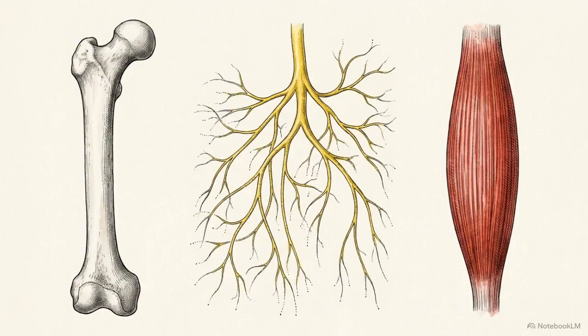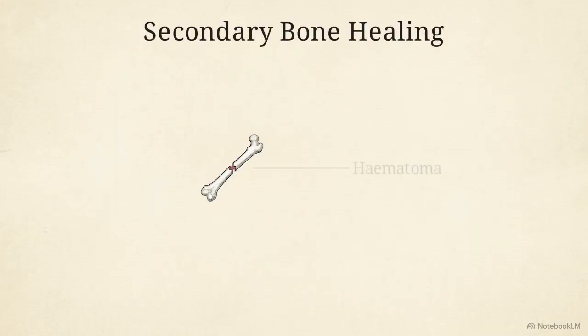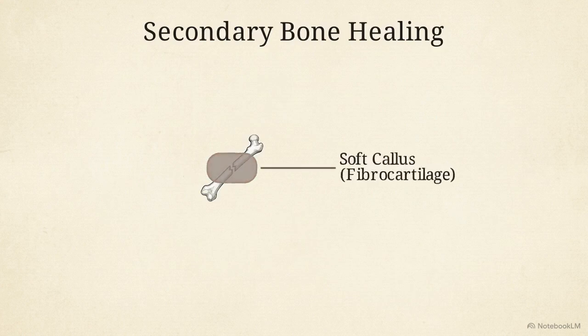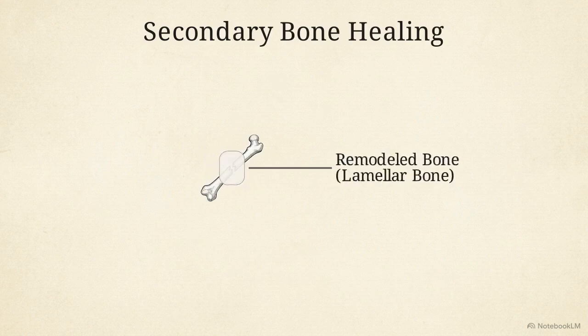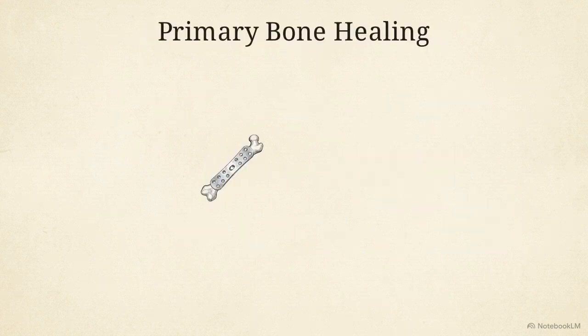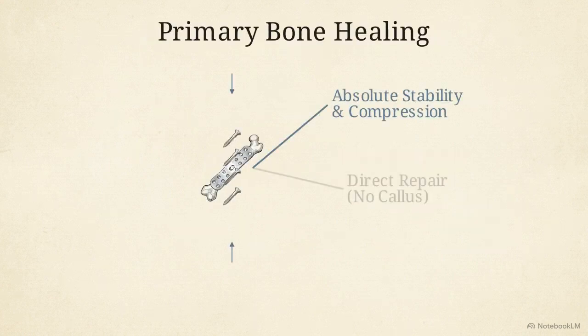While the chronological timeline is universal, the structural execution varies to meet the specific physical demands of different tissue types. In secondary bone healing, a hematoma is replaced by a soft callus, which solidifies into hard, woven bone. However, if a suture achieves absolute stability with internal fixation, the bone skips the callus phase, remodeling directly across the gap in primary bone healing. Peripheral nerves face a different challenge.